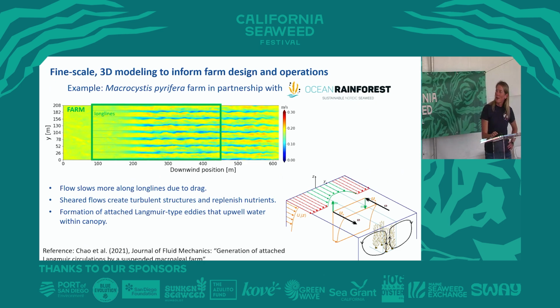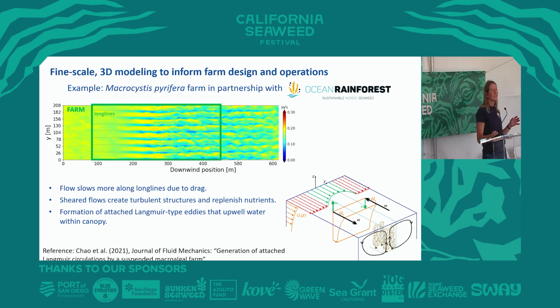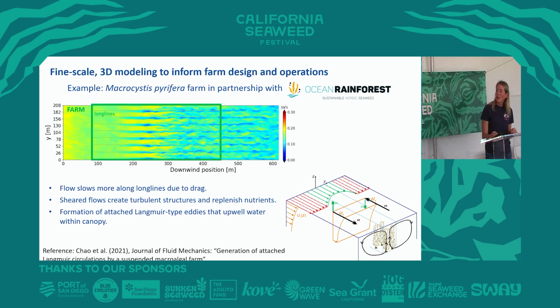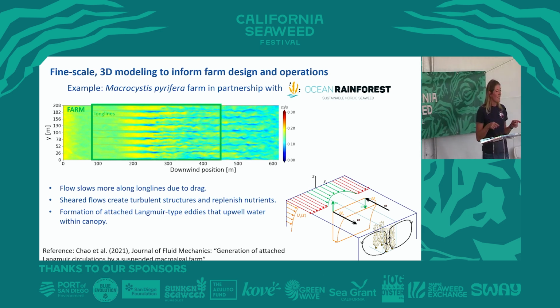And this is an example, on the movie up there, of model output on one of the macrocystis farm simulations that we've been doing. So flow is going from left to right, and you're looking down on the farm, and it's going through these lines of kelp that are planted along the lines. And what we can see is the flow is slowing down as it's dragging on the kelp and accelerating in between. And it drives some really interesting flow features. And in fact, it's driving some vertical eddies that are really interesting and potentially for passively upwelling water into the farm.